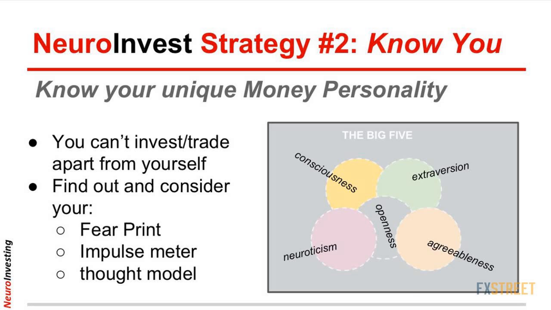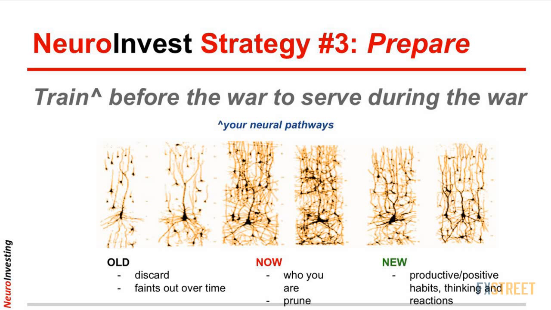This brings us to Neuroinvest strategy number 3. This is how our neural pathways are in our brain. Now, we need to be prepared. We need to train before the war to serve during the war. Now, train what? Train your neural pathways. Now, let's begin by looking at the middle part of it.